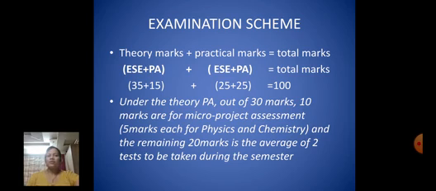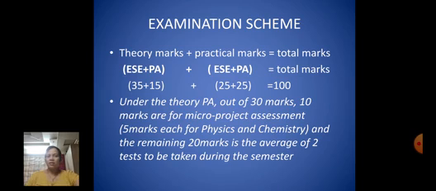Now let's first focus on the theory marks. So in the theory marks, in that also ESE, that is end semester examination, there are 35 marks, and this will be your online test, and this is an MCQ based test. Multiple choice questions will be asked for this end semester examination test. Next is progressive assessment. It has 15 marks.